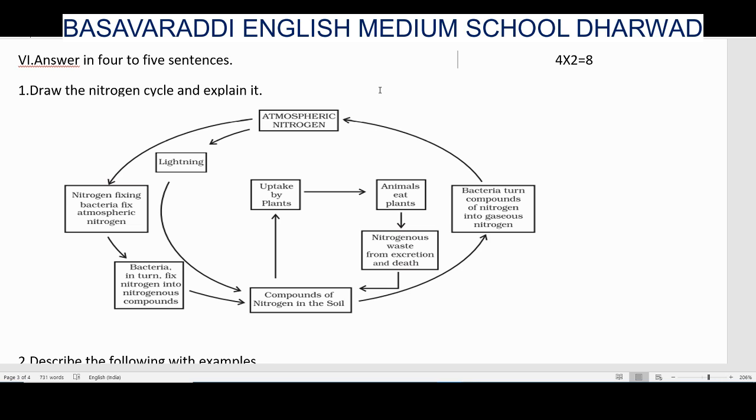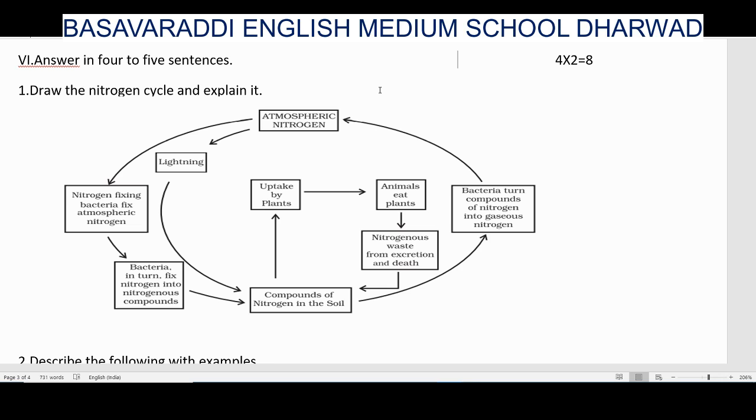Sometimes what happens, when the soil has these nitrogenous compounds and they have been taken up by the plant, those plants are then eaten by animals. Again the excreta from these animals will have nitrogenous waste, and the death of these animals, also the decomposition of the plants and animals, again generate nitrogenous compounds in the soil.